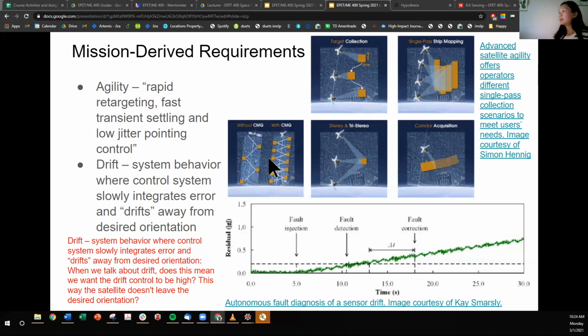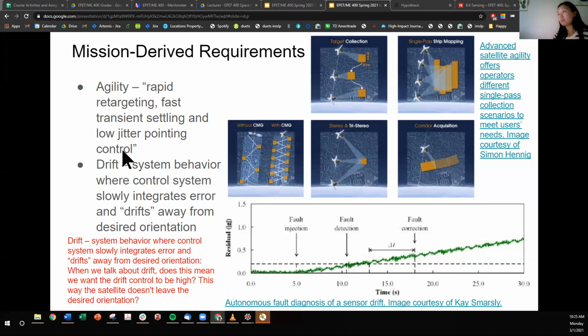Different kinds of pointing strategies could be that you are targeting a collection of points. You could be doing strip mapping, which is a different type of maneuver. You can be coordinating stereo or tri-stereo with a collection of satellites. You can also do a maneuver called corridor acquisition. So all of these different types of maneuvers impose different kind of agility requirements or characteristics on your control subsystem.